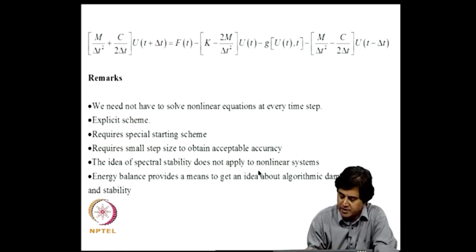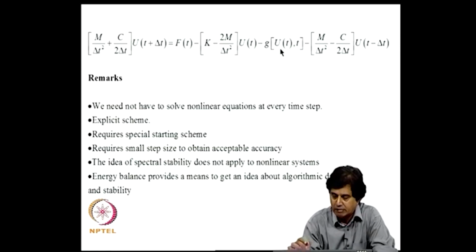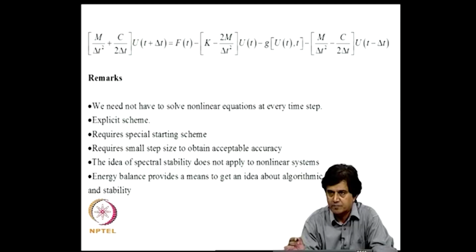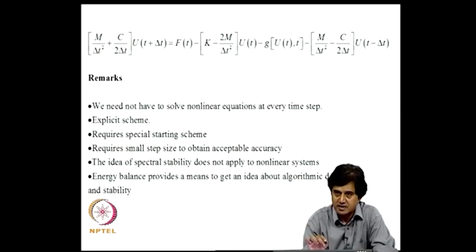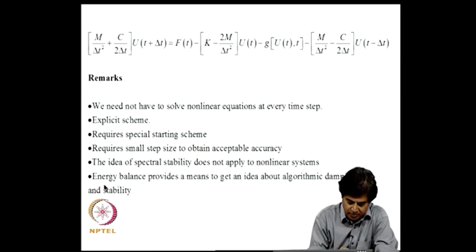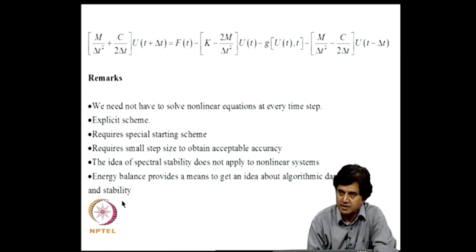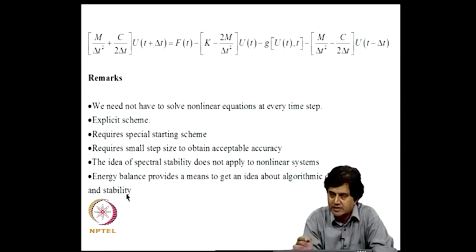Now, the idea of spectral stability does not apply to nonlinear systems because of the presence of nonlinear terms. We cannot use the eigenvalues or the spectral radius of the amplification matrix of the linear system to infer stability of schemes when applied to nonlinear systems. So, that issue has to be addressed separately. However, the concept of energy balance provides a means to get an idea about algorithmic damping and stability. When we are integrating this, we could check the energy balance and see how it is behaving. That may give you some idea about your choice of step size. If energy balance conditions are violated, then you are using the wrong step size.